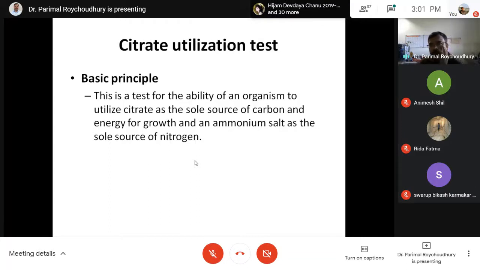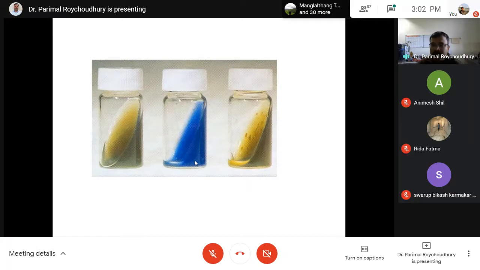For this particular test, we prepare Simmons citrate agar. It doesn't have any organic compound or nutrient. Rather, it is composed of salts, ammonium salts, and then we inoculate the bacteria. Most bacteria cannot grow here because it doesn't have any organic compound. But bacteria like Salmonella can grow and multiply in the presence of citrate, and then the pH turns deep blue. So this is the citrate utilization test.